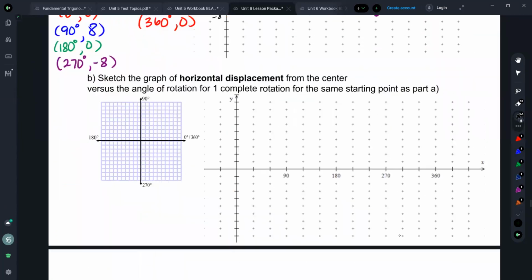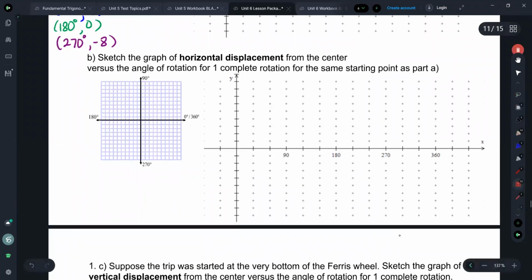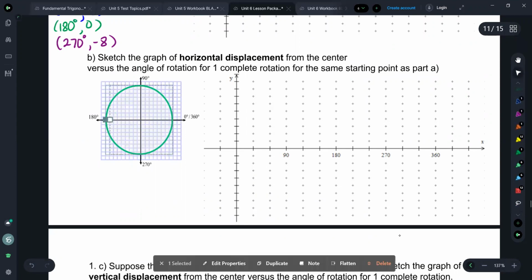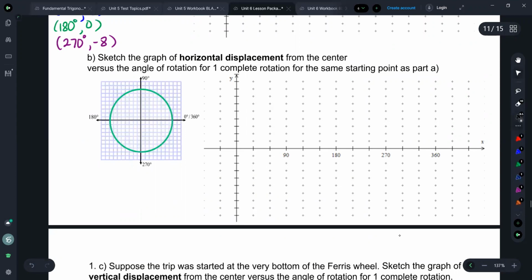Okay, so let's switch it up a little bit. Now we're going to sketch horizontal displacement from the center. Last time we did vertical. And this will be the same starting point as part A. So I'm going to create a circle again, 8 units in all directions. And I'm just going to recopy those points down that we figured out above. So this is the point 8, 0, 0, 8, -8, 0, and 0, -8. This is going to be the start again, which will always be 0 degrees.